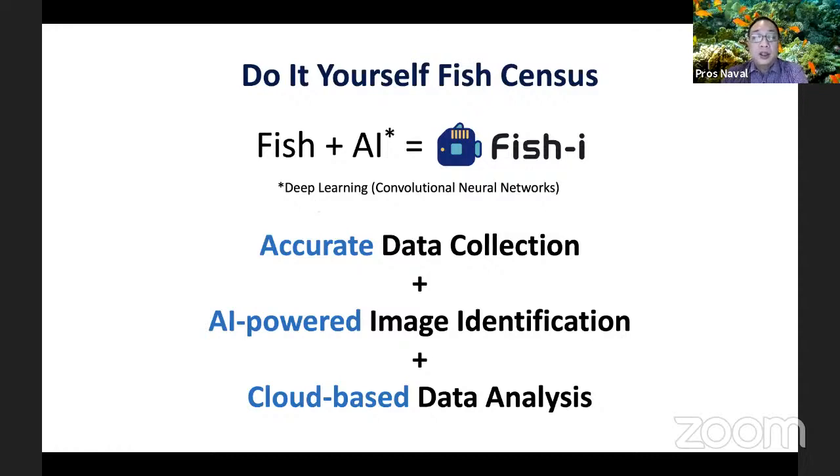The main features of fish eye are the accuracy in collecting the data, and the image analysis is powered by artificial intelligence. The information that is collected is stored in the cloud for later analysis, so it's going to be there for years. It won't get lost because it's stored in the cloud. The information about a particular site is stored in the cloud.